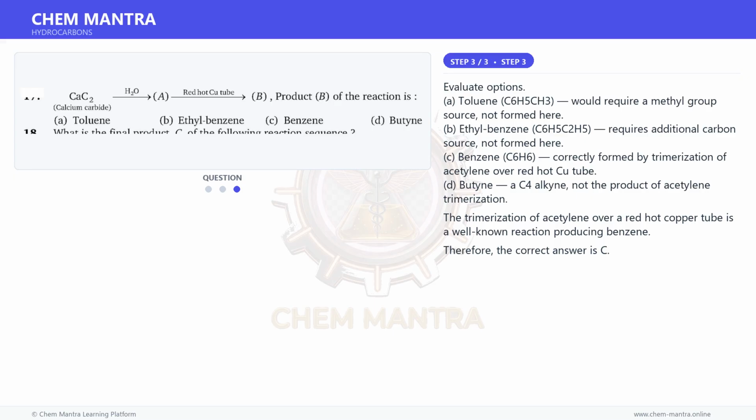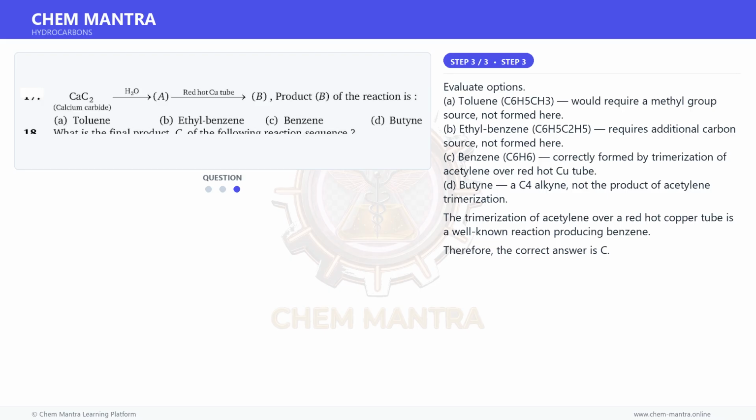A. Toluene, C6H5CH3, would require a methyl group source, not formed here. B. Ethylbenzene, C6H5C2H5, requires additional carbon source, not formed here. C. Benzene, C6H6, correctly formed by trimerization of acetylene over red-hot Cu tube. D. Butane, a C4 alkyne, not the product of acetylene trimerization.